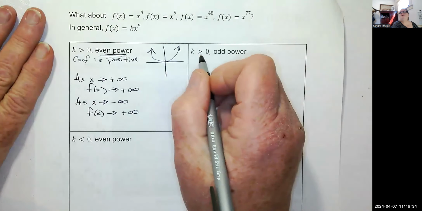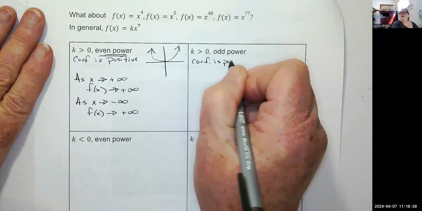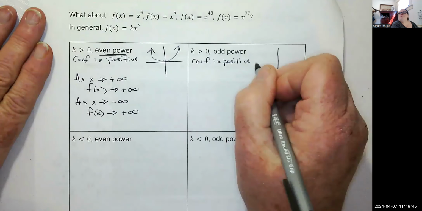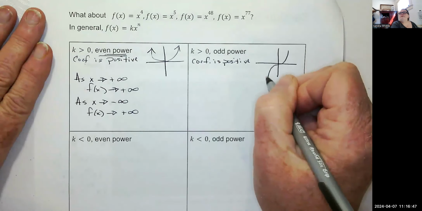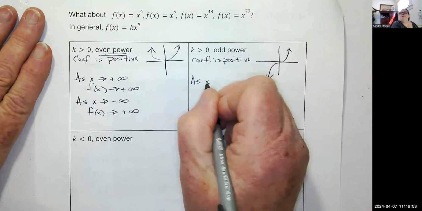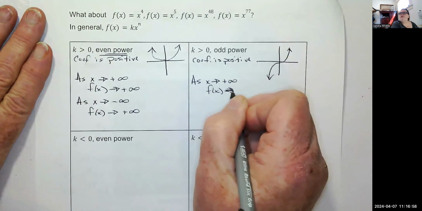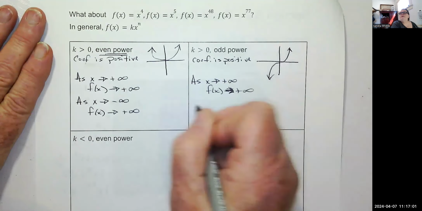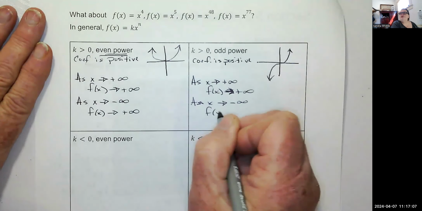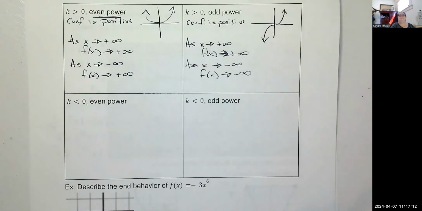All right, what if our coefficient is positive, but we have an odd power, 3, 5, 7? That's going to look like what? Something like this, okay? And as x approaches positive infinity, f of x approaches, I can draw an arrow here, positive infinity. And as x approaches negative infinity, f of x too approaches negative infinity. And this is consistent across the board.